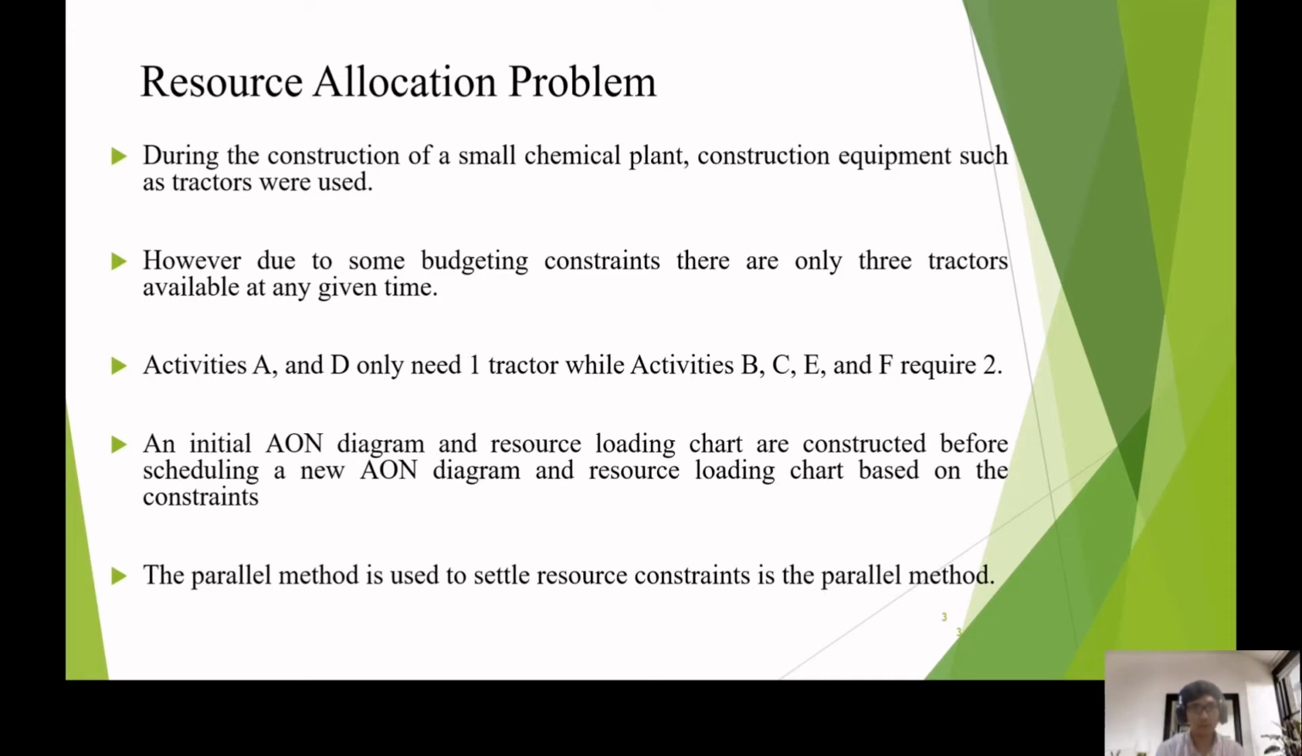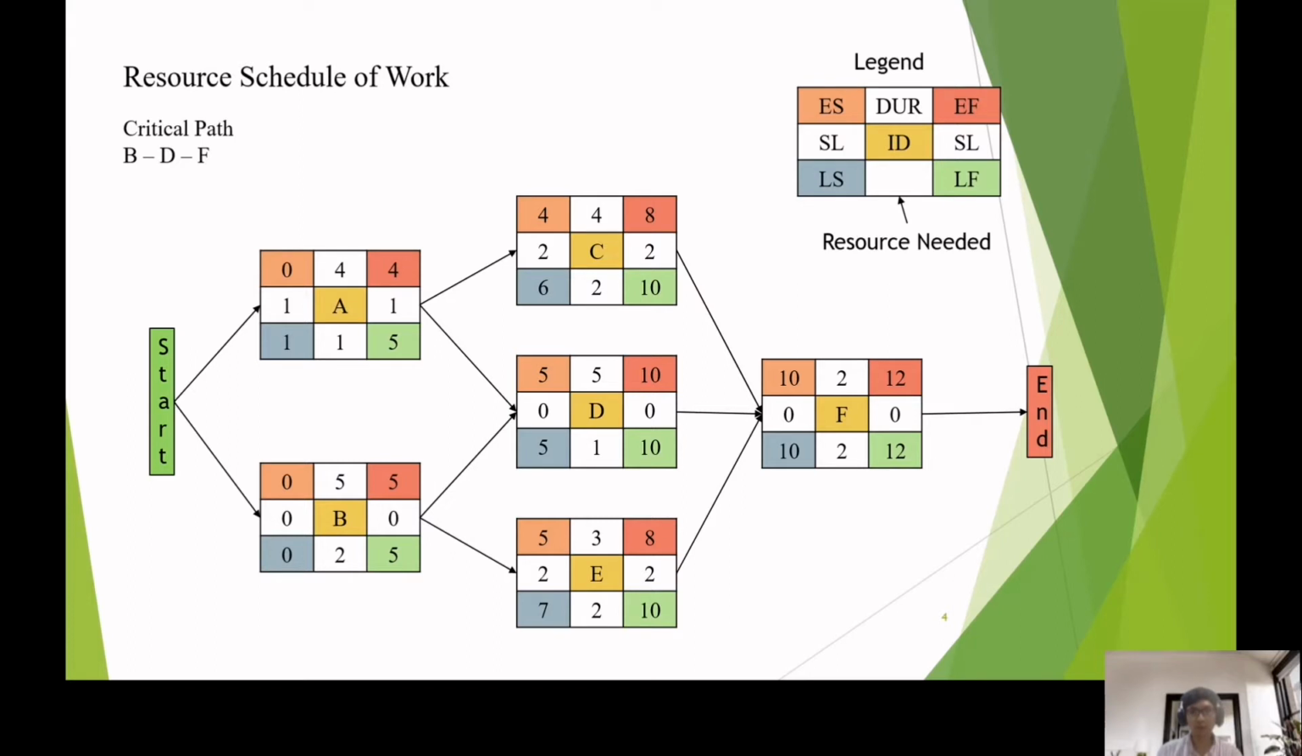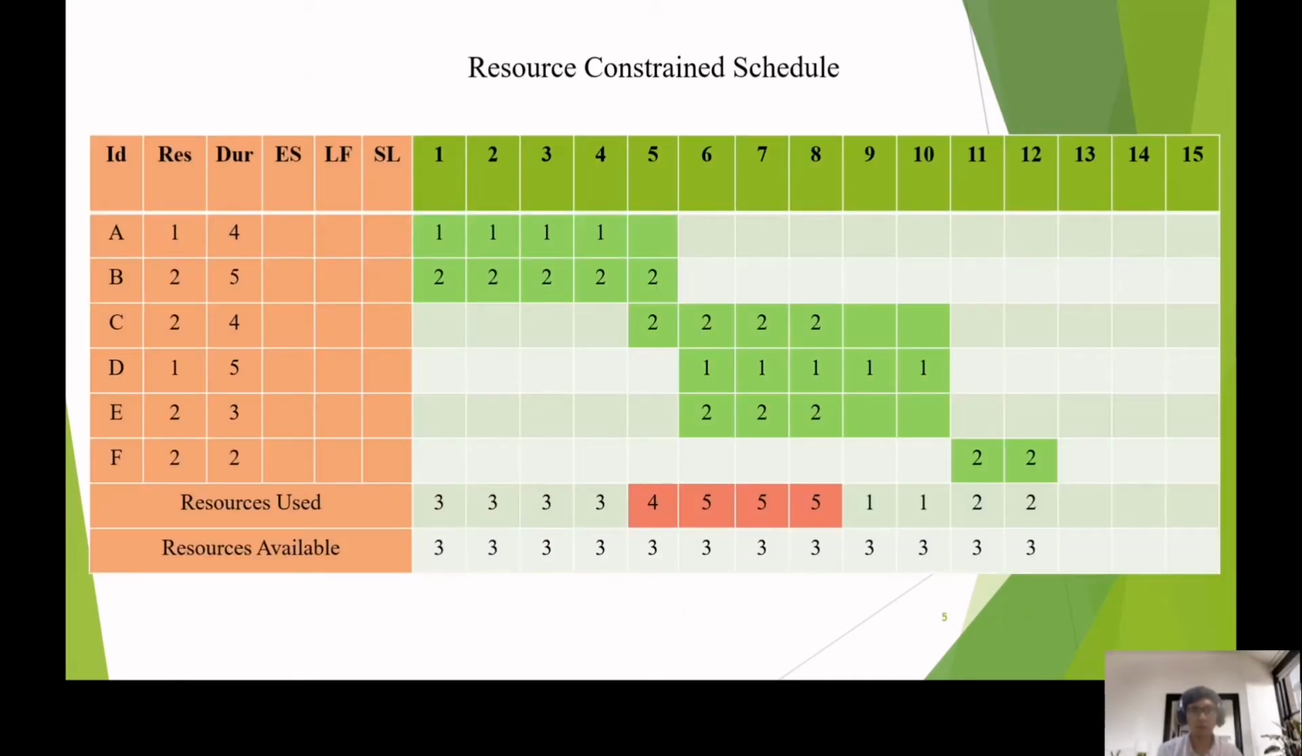Okay, so next. This is the resource schedule of work, starting with A and B, which will produce activities C, D, and E, which will lead to activity F, which will conclude the project. For this schedule of work, the critical path is B, D, and F. Next is the resource constraint schedule.